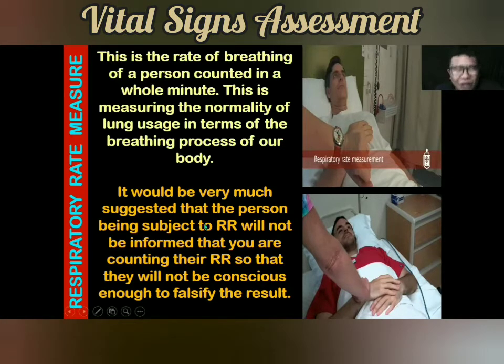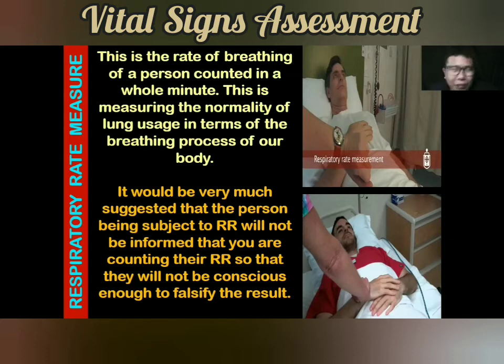It is very much suggested that the person being subjected to the respiratory rate measure will not be informed that you are counting the respiratory rate, so that they will not be conscious enough to falsify the result. Remember, dear learners, if you tell the person I'm counting your breathing, the person will try to make fun of you, will make the breathing fast or will make the breathing slow. And this affects the result, which can later on let the doctors or the nurses read a false normal or a false abnormal result, which is not good for your assessment.